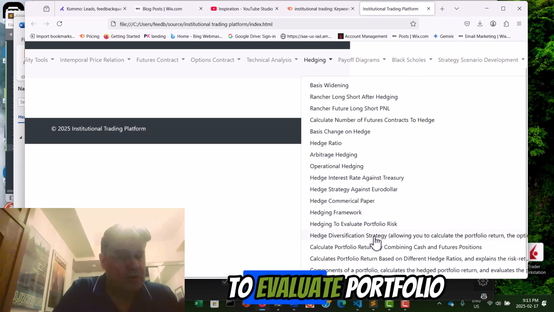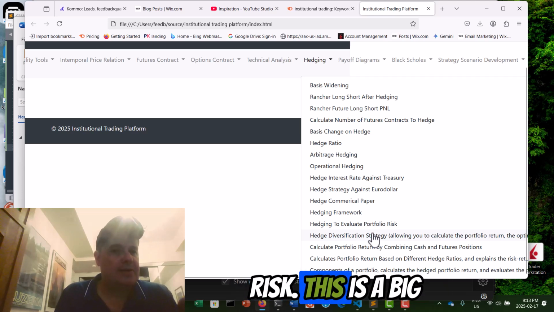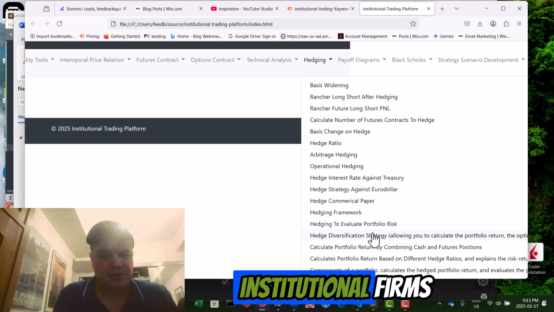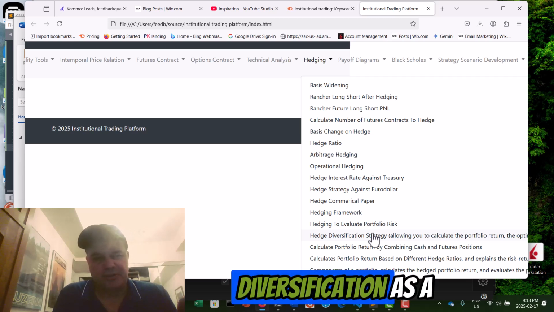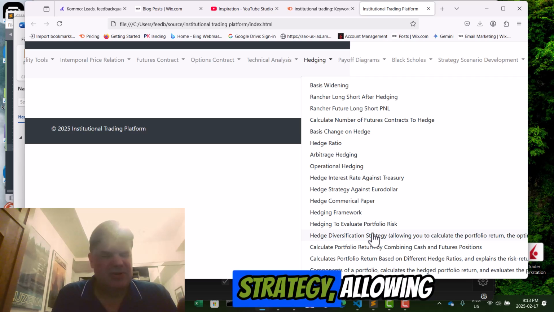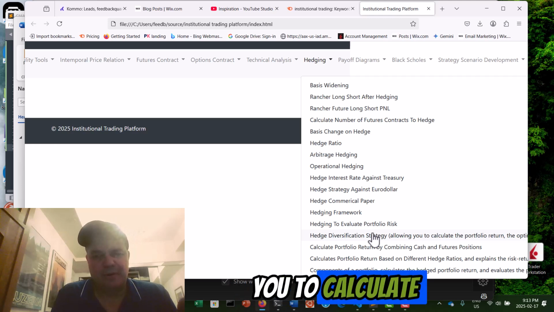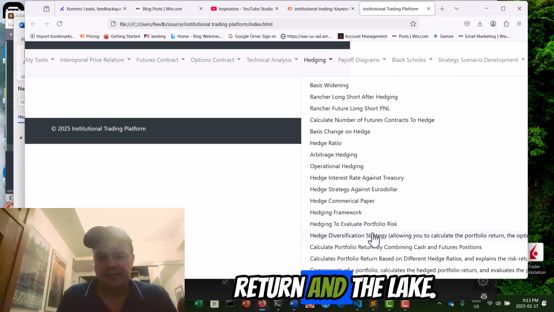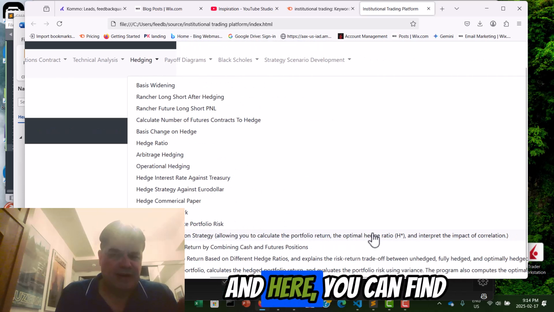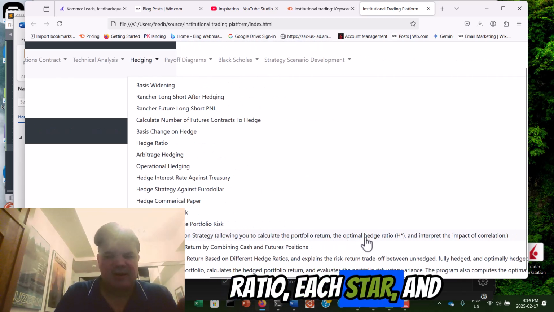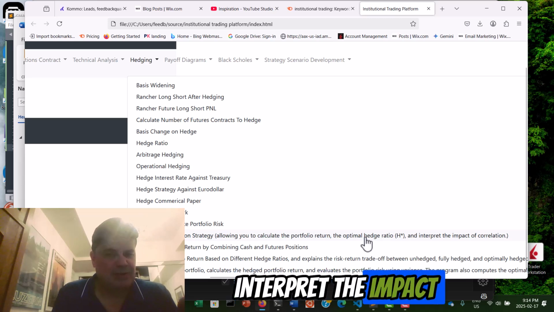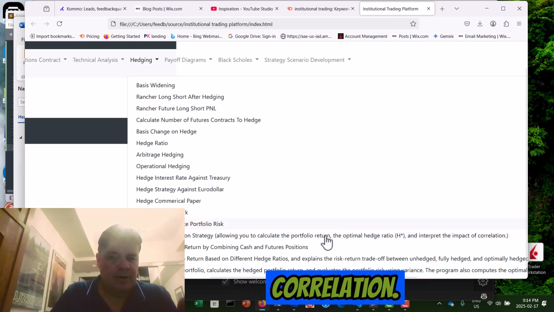We can hedge to evaluate portfolio risk. This is a big thing that a lot of the institutional firms do. We look at hedging for diversification as a strategy, allowing you to calculate things like portfolio return and the like. And here you can find the optimal hedge ratio, H star, and interpret the impact of various types of correlation.